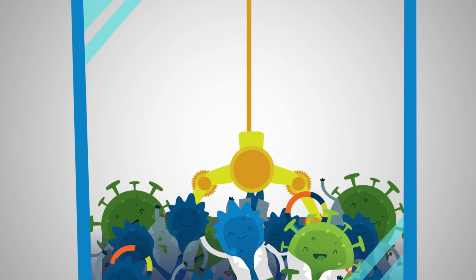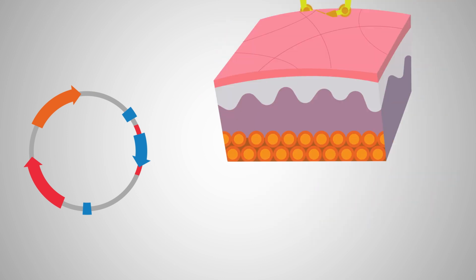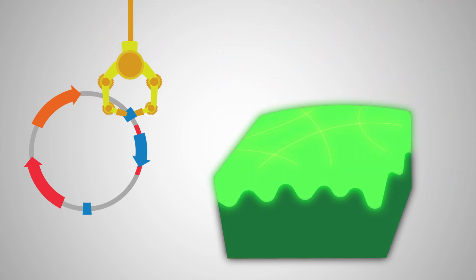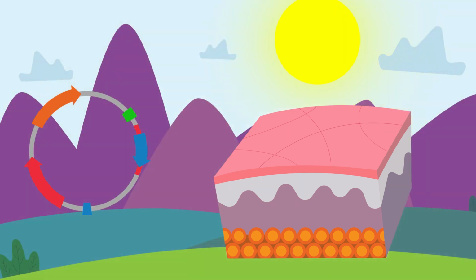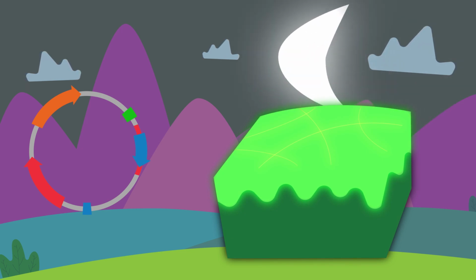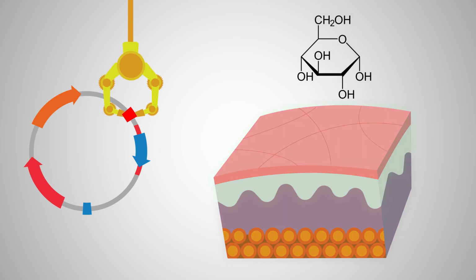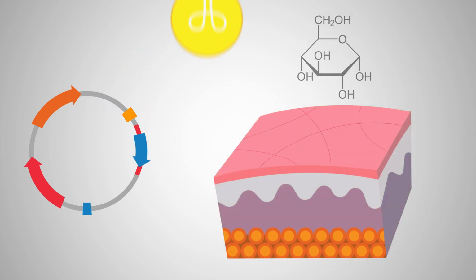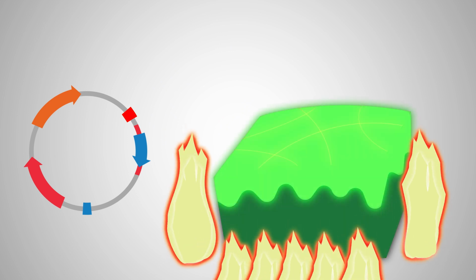Other promoters are more carefully controlled. Some may only act in certain tissues. Others only act at certain times. While others can be turned on or off by different factors, such as specific sugars, light, or even heat.